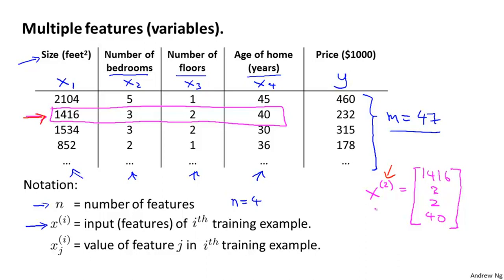With this notation, x superscript 2 is now a vector, and so I'm also going to use x superscript i subscript j to denote the value of feature number j in the ith training example. So concretely, x superscript 2 subscript 3, let's say, would refer to feature number 3 in this vector, which is equal to 2. So x superscript 2 subscript 3 is going to be equal to 2.